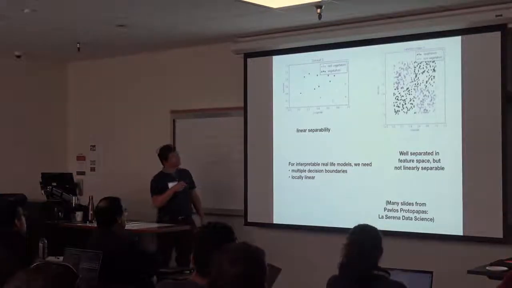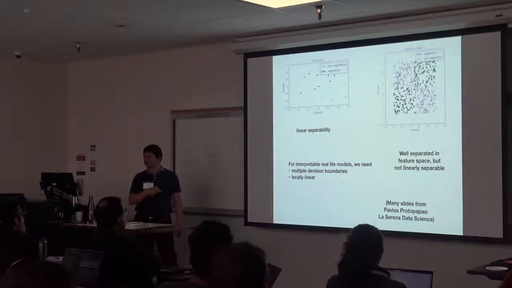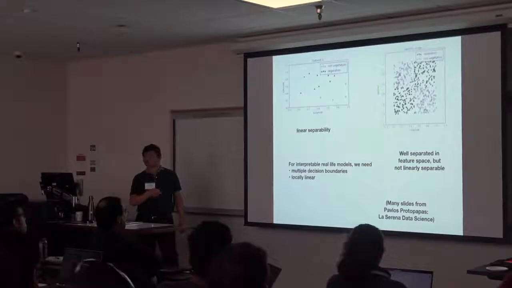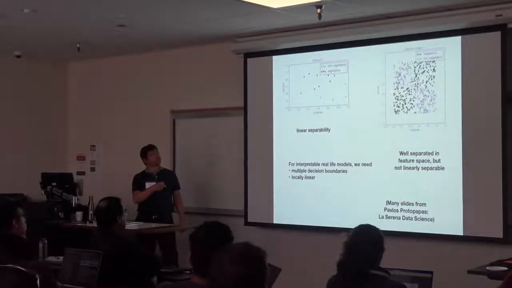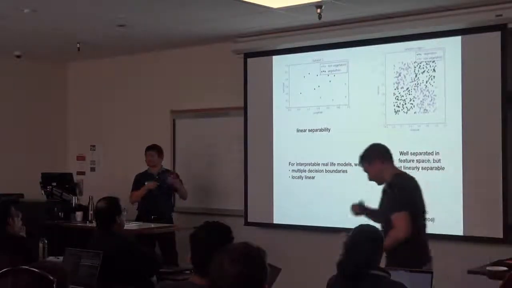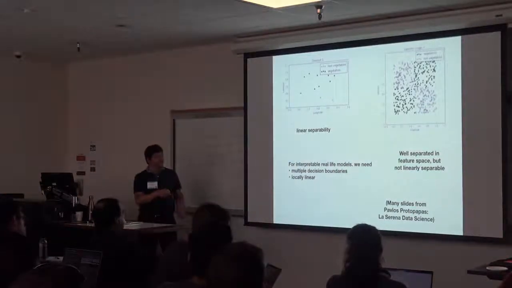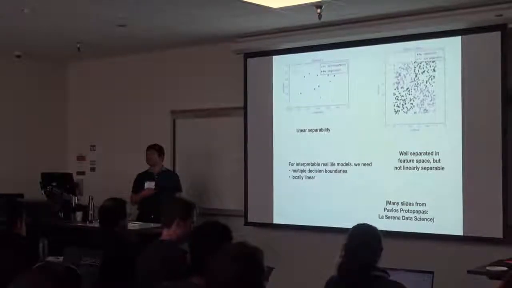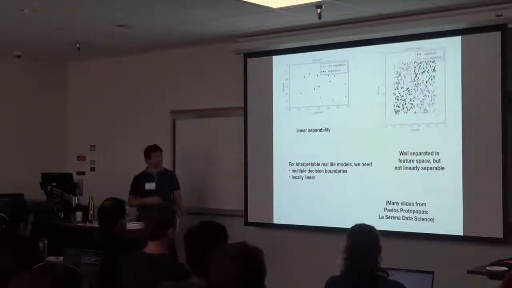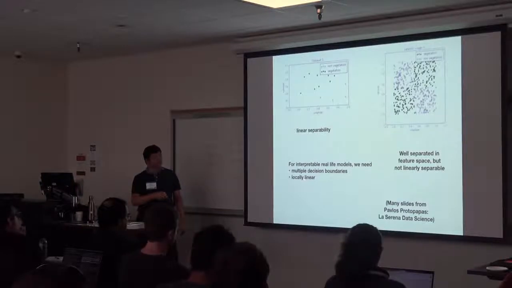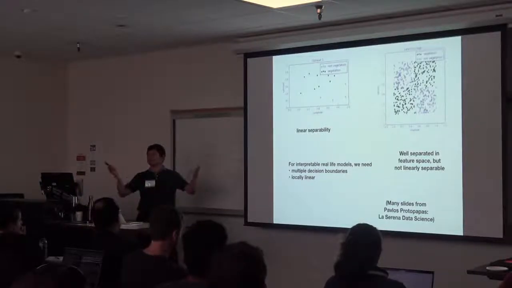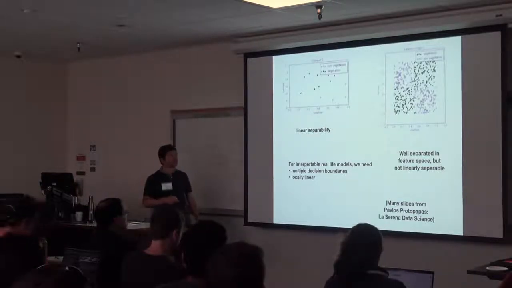In this case, yes, that is parallel to the x-axis here. But in this case, you clearly see that no single line is going to separate the two classes that you have. You could do something here and something here, but it will be a combination of multiple things that you need to get into. So for interpretive real-life models, multiple decision boundaries are needed, because the problems are not very simple. And what you try to do is make them locally linear. Even if they are not completely linear, try to at least make sure that they are locally linear.